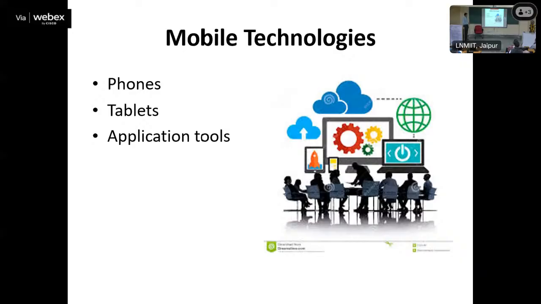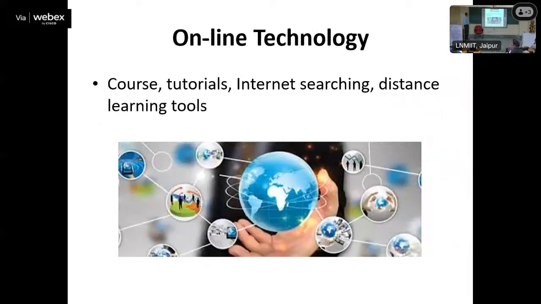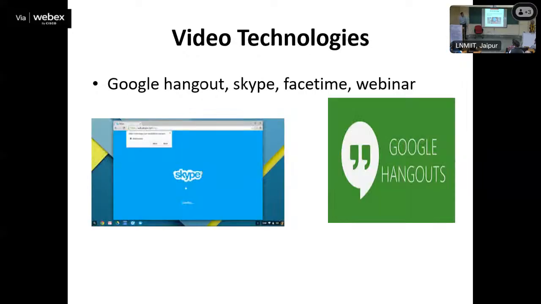So mobile-based learning generally can be done by the phone, with the help of tablet, with the help of other tools, which are maybe AI tools or different other tools. Online technology, we know MOOCs and various methods are there, course tutorials, and the text materials are available on various platforms, and the student can learn.